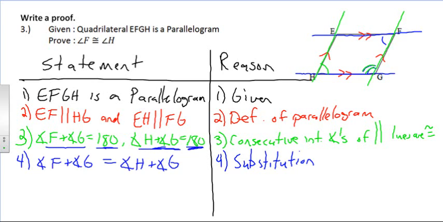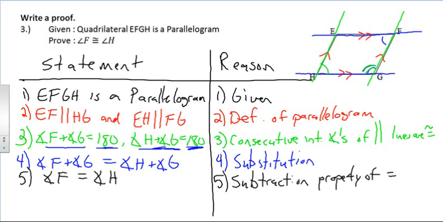Now that I know that the sum of those two angles are equal to each other, I notice here that there's an angle G on both sides of my equation. I can quickly subtract off that angle G to get angle F is equal to angle H. And after using the subtraction property of equality, I technically need to do one more thing here, because I'm really trying to prove that they were congruent to each other. I have to write one more step here saying angle F is indeed congruent to angle H. Because the measures of two angles are equal to each other, then they are congruent, because that's what congruent means.